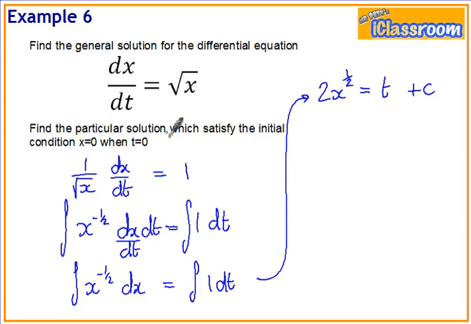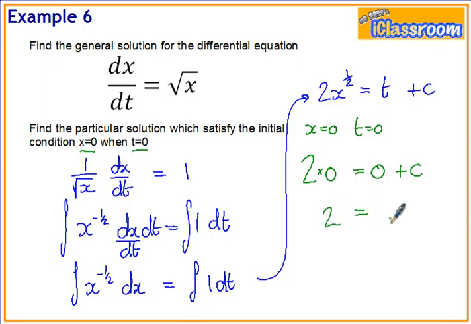For the second part of the question, where I'm finding the particular solution, that's when x is 0, t is 0. So if I substitute those values in, x equals 0, t equals 0, I've got 2 lots of the square root of 0 is equal to 0 plus my constant of integration, which tells me that 2 must be equal to, beg your pardon, awful mistake to make. 2 lots of 0 obviously is still 0, which tells me that c must be 0. So my final solution for this particular integral would be 2x to the power of a half is equal to t.